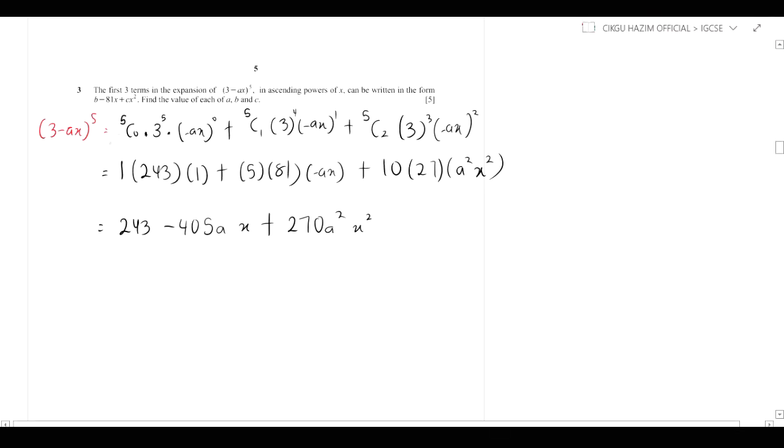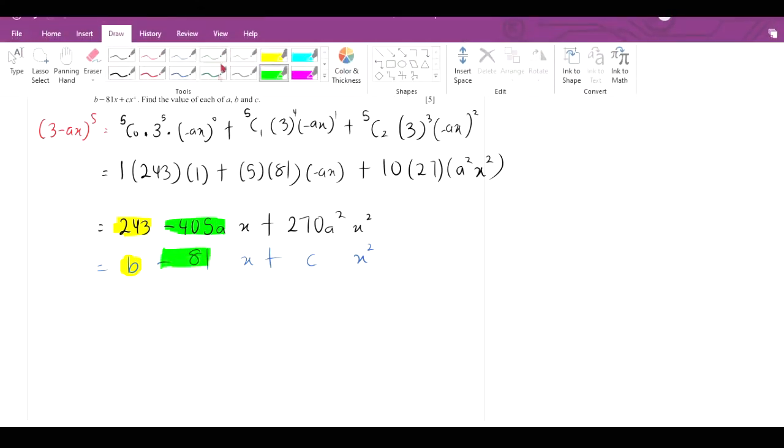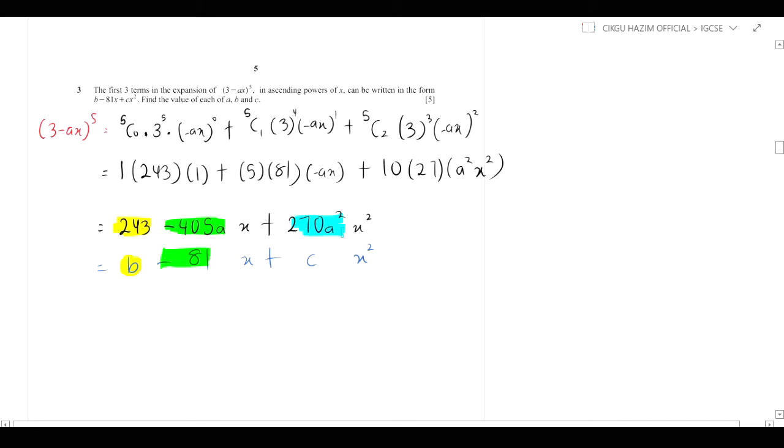Then we compare with the one given, which is b minus 81x plus cx squared. As you can see, we can already compare the values. 243 is comparable to b. Negative 405a is comparable to negative 81. And 270a squared is compared to c. Then we can straightaway continue with our working. So 243 is equal to b. That's already done.